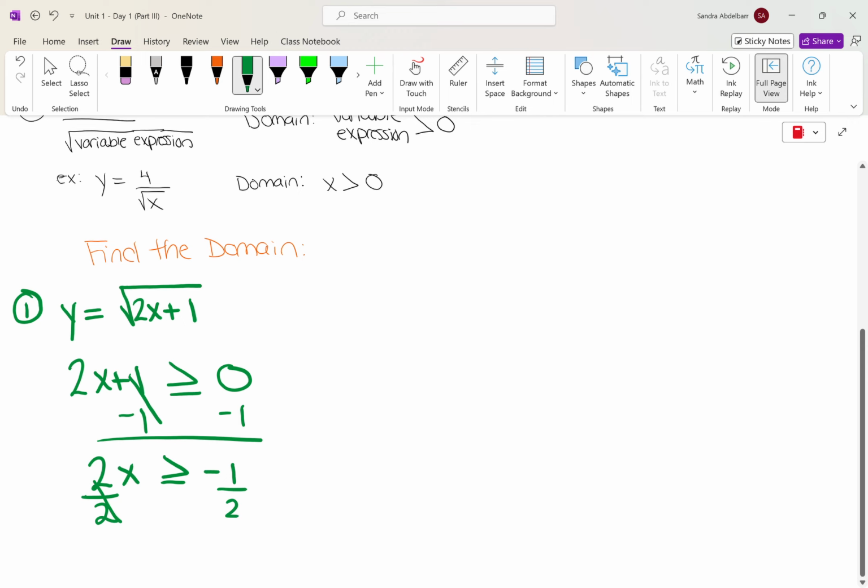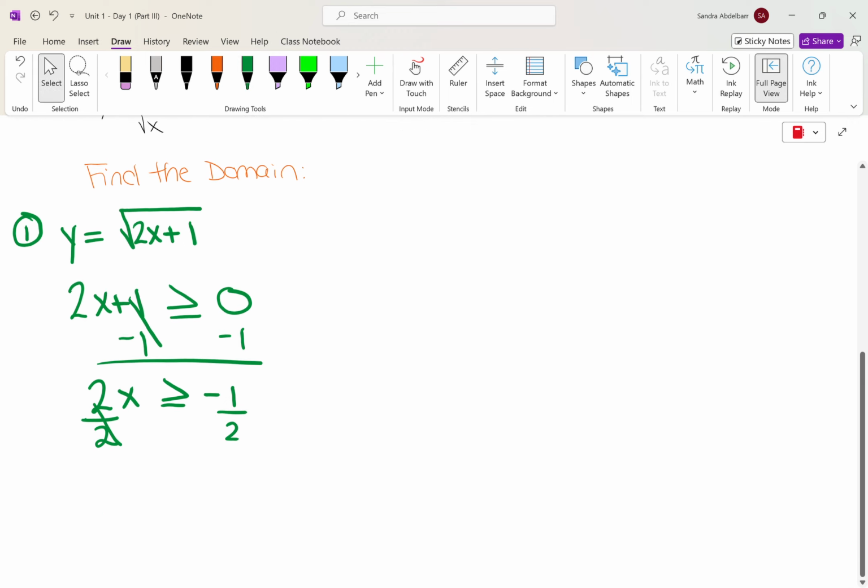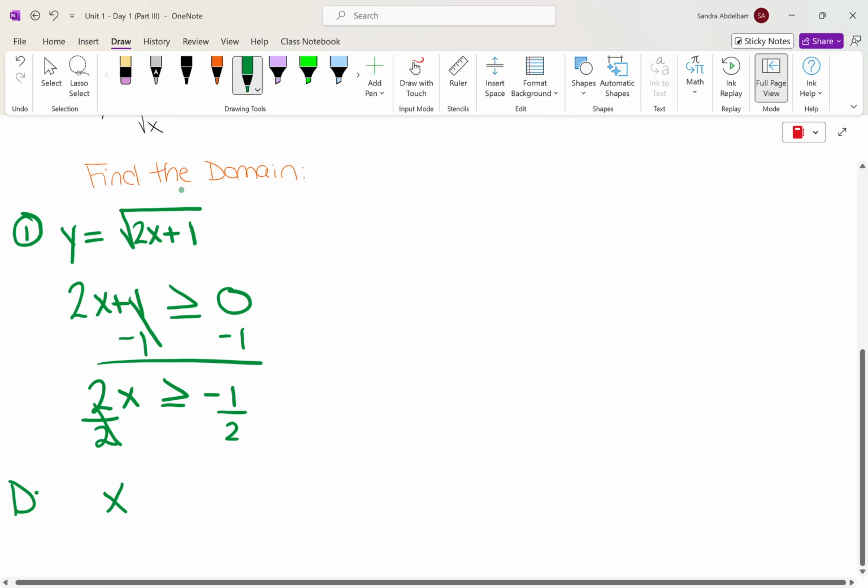This got a lot of you on the Desmos. Remember Algebra 1? What happens when you divide by a negative? The sign flips. Don't forget that. Don't forget your basic algebra rules. So our domain will be, I'm going to put D, our domain will be x is greater than or equal to -1/2.